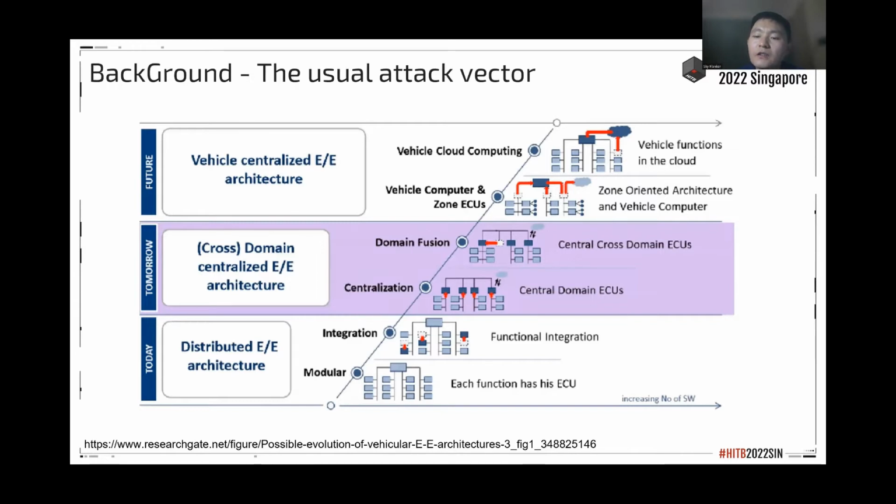In this architecture, the original single function controller is integrated into different domains according to their functional categories. For example, the power domain, the chassis domain, the body domain, intelligent driving domain, and the intelligent cockpit domain. The evolution of EE architecture also has a great impact on information security, both for the attackers and for the defenders.